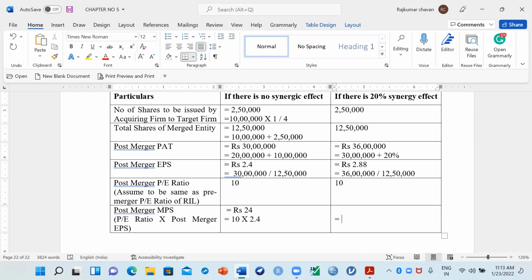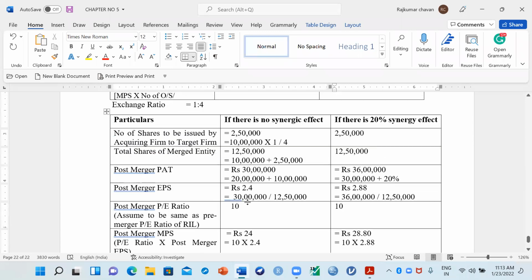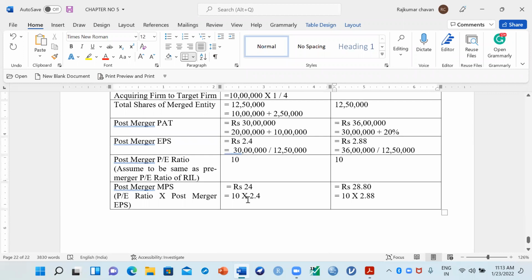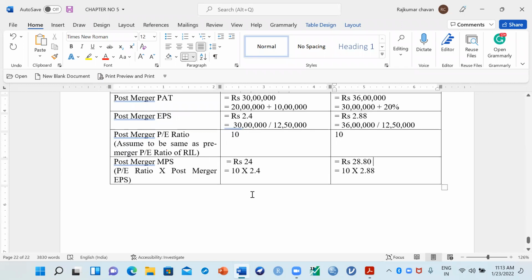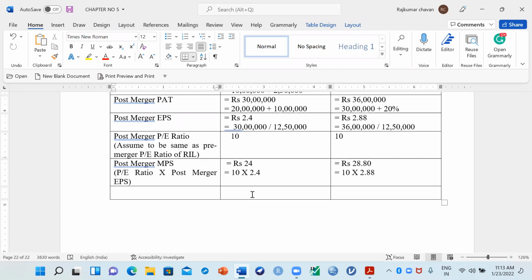Now tell me, will there be a change in market price because of the synergic effect of the RIL company? Let us see. So how much will it come? 10 into 2.88. So how much is the market price? It will be 28.80. So because there is a synergic effect of 20%, which is an increase in the earnings, that has resulted in the increase in the market price per share of the company, right? So we got to know the post-merger EPS of this.